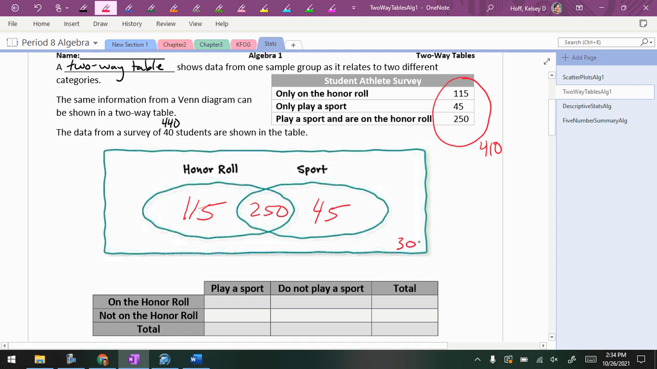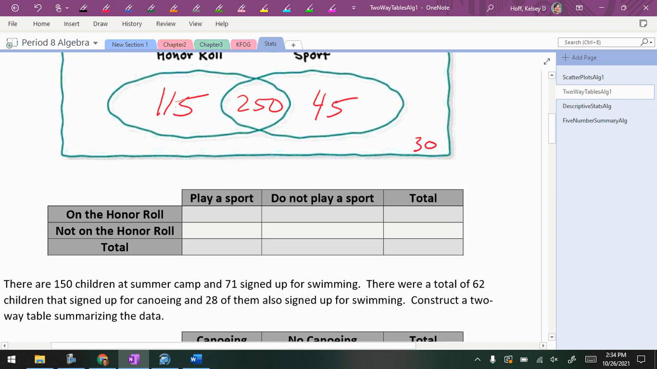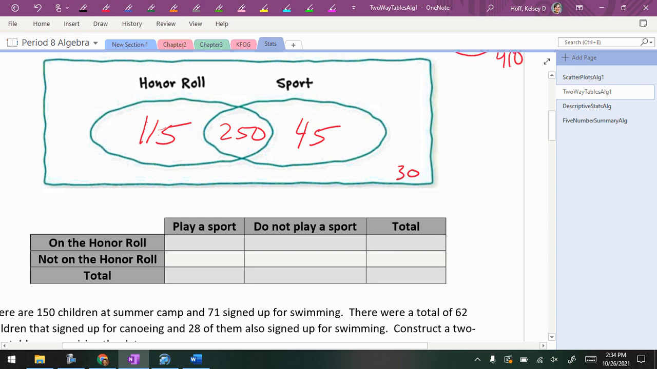Okay? This same information can be displayed in a two-way table. So basically every kid was asked, are you on the honor roll or are you not on the honor roll? And every kid was asked, do you play a sport? Do you not play a sport? So how do I put these numbers now into this chart? Thatcher. So the first spot is... What number you want there? If they're both on the honor roll and they play a sport, so what number is that?